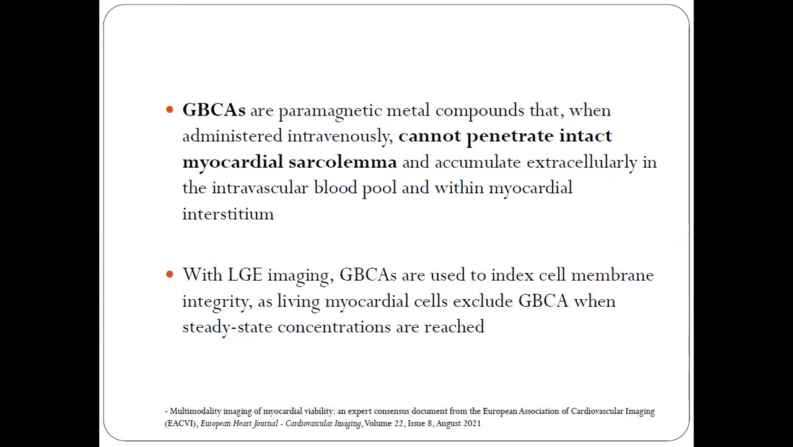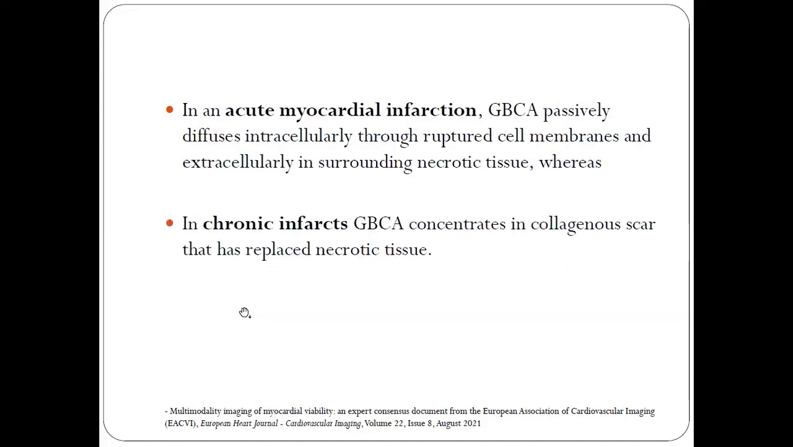Gadolinium-based contrast agents are paramagnetic metal compounds that, when administered intravenously, cannot penetrate the intact myocardial sarcolemma. However, if the tissue is dead, necrotic, or scarred, the agent can go and deposit in that part. So GBCAs are used to index cell membrane integrity, as living myocardial cells will exclude GBCA when steady state concentrations are reached. In an acute myocardial infarction, GBCA passively diffuses intracellularly. In chronic infarct, GBCA concentrates in collagenous scar that has replaced necrotic tissue.